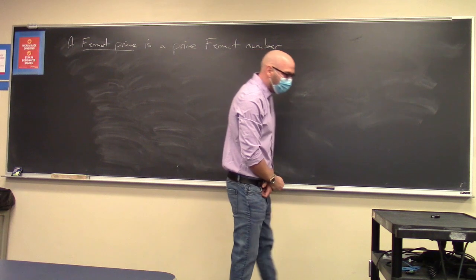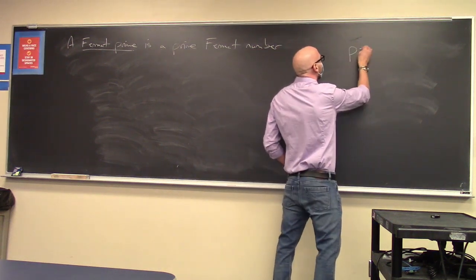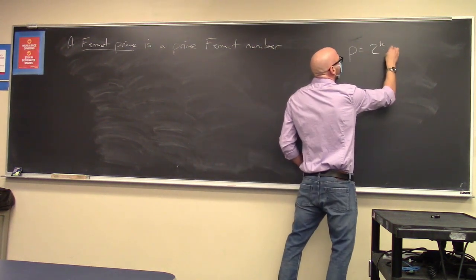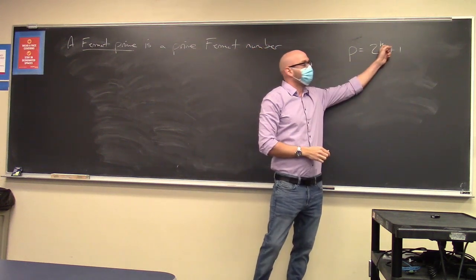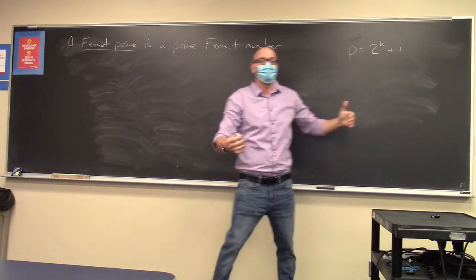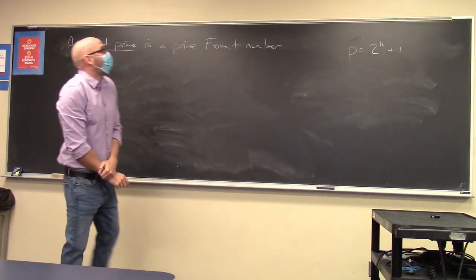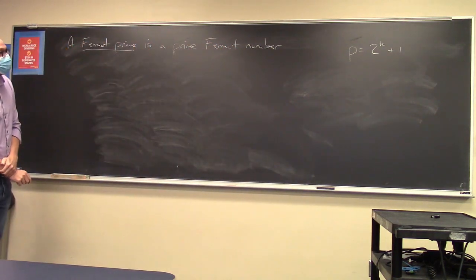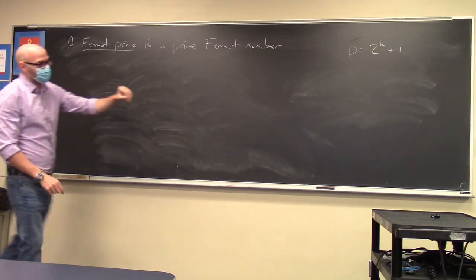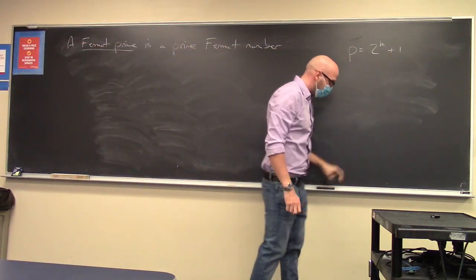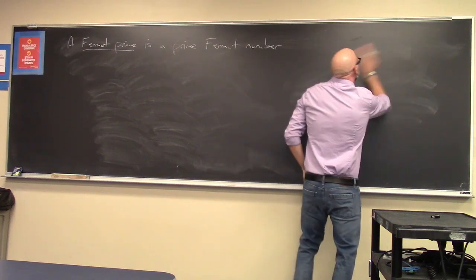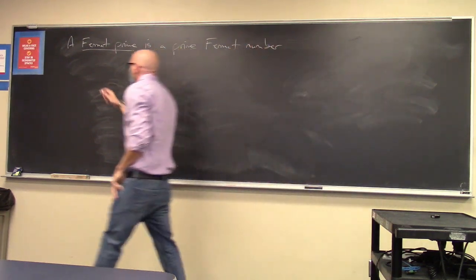If you want to be really precise, the actual definition is it's a prime with the form 2 to the k plus 1. But you can prove that the only way this is prime is if k is of the form 2 to the n. So all Fermat primes must actually be Fermat numbers. I'm lying a little bit just to make the definitions easier.